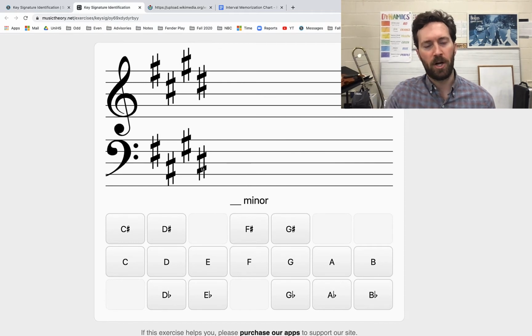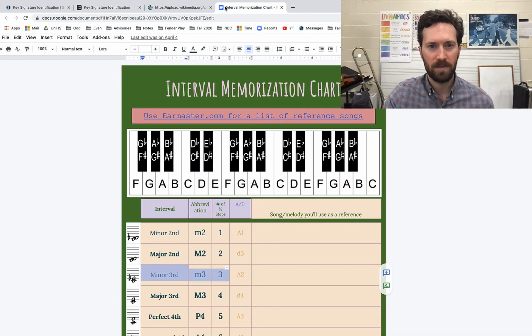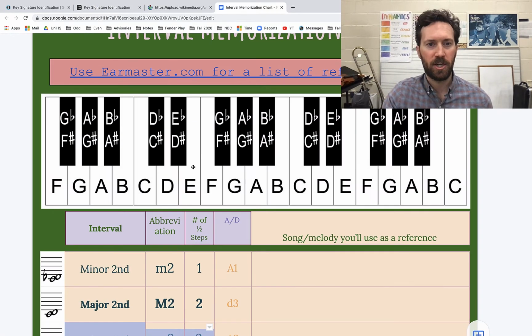The way you do this with sharps is you look at the rightmost sharp, the last sharp, so F sharp, C sharp, G sharp, and D sharp. The last sharp, D sharp, if you go up a half step from there, let's look at our keyboard. D sharp is right here. Go up a half step, and that is E. That's your answer right there.